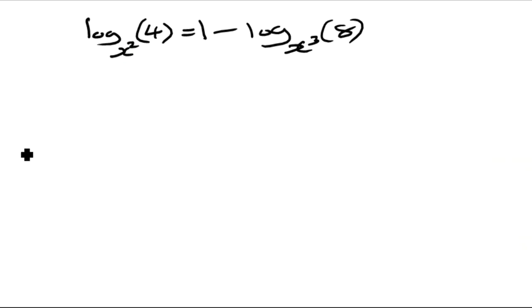Welcome back, viewers. In this case, you've been told to solve log 4 to base x squared equals 1 minus log 8 to base x cubed. Now, the first thing you will do is to remember that when you have log a to base b, that is simply log a over log b.